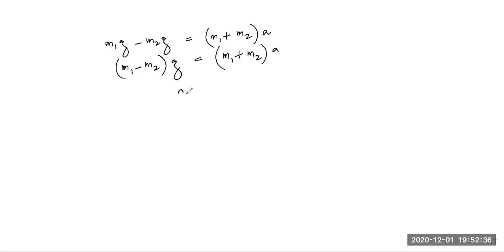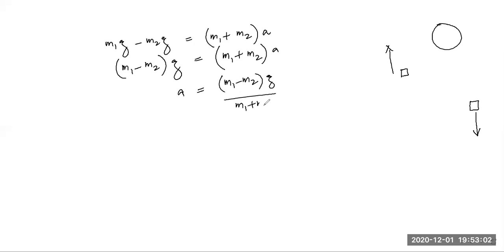So from this, students, we will get the value for the acceleration with which this body is going downwards and this body is going upwards, right? Here is the pulley. So acceleration a would be equal to what? m1 minus m2 into g divided by m1 plus m2. It's a very, very important formula, students, to be used for connected bodies.